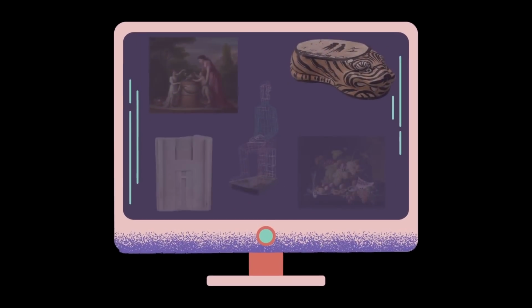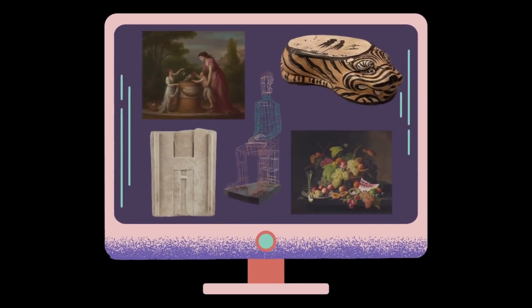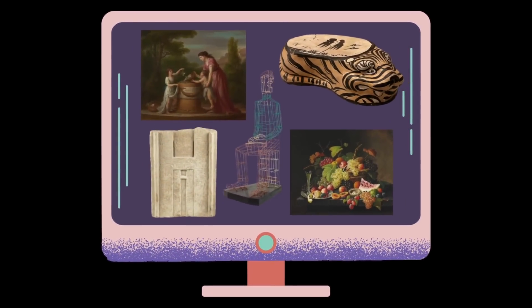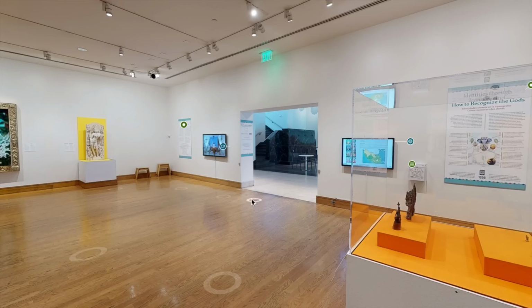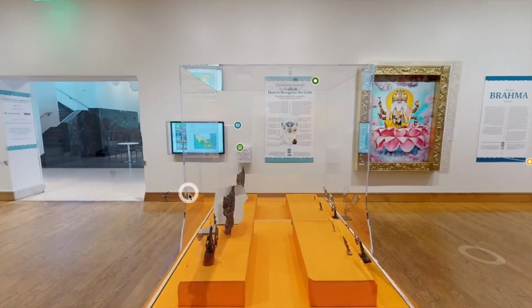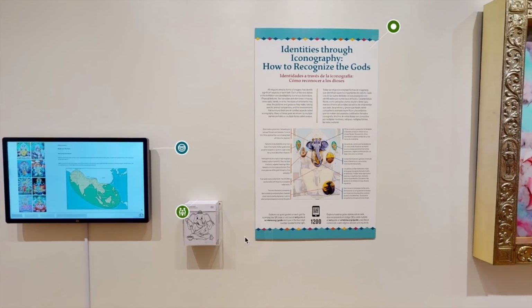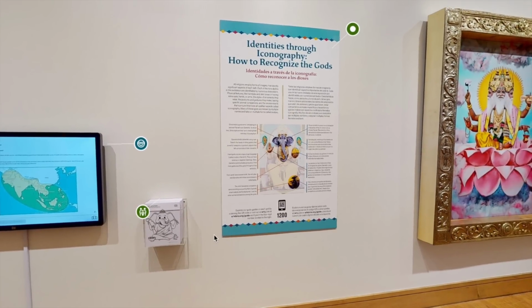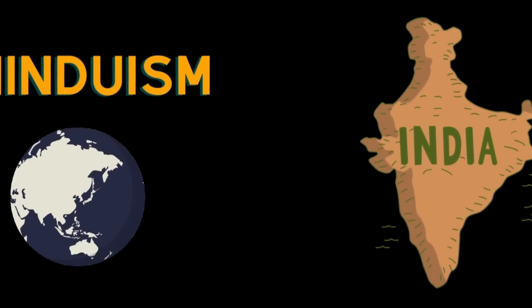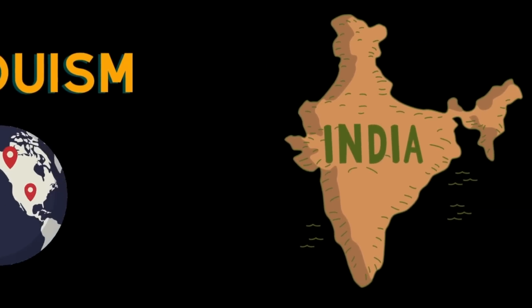One of my favorite ideas is to create an algorithm that could randomly select works to go in an exhibition. The theme for Expanding Darshan, the exhibition we are focusing on for this video, is historical and contemporary art depicting the gods of Hinduism. Hinduism is a major world religion originating in India.